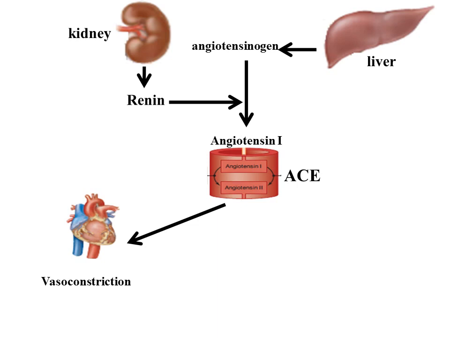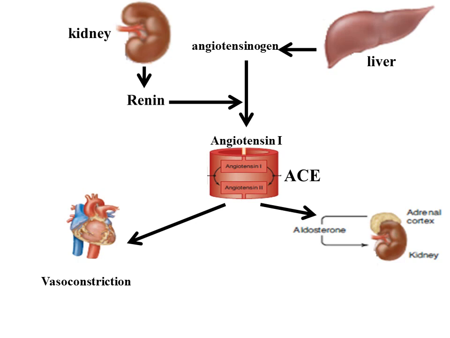Vasoconstriction of the arterioles will increase the total peripheral resistance and increase the blood pressure, while constriction of the veins causes an increase in venous return, an increase in end-diastolic volume, which leads to an increase in stroke volume and cardiac output, which leads to an increase in blood pressure.